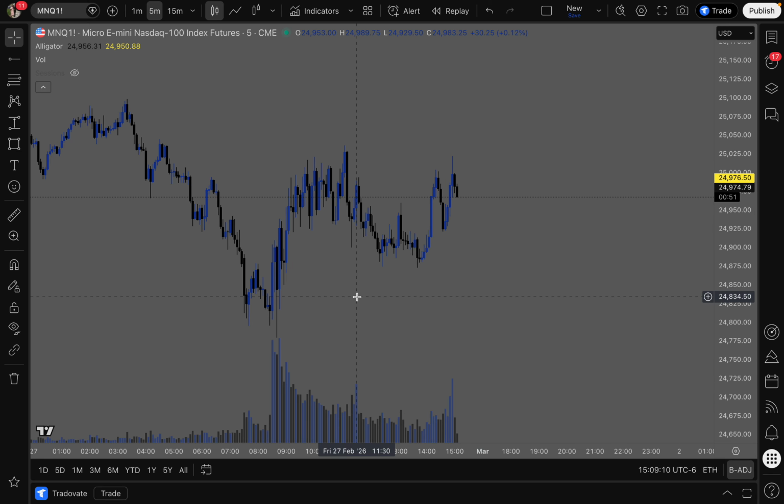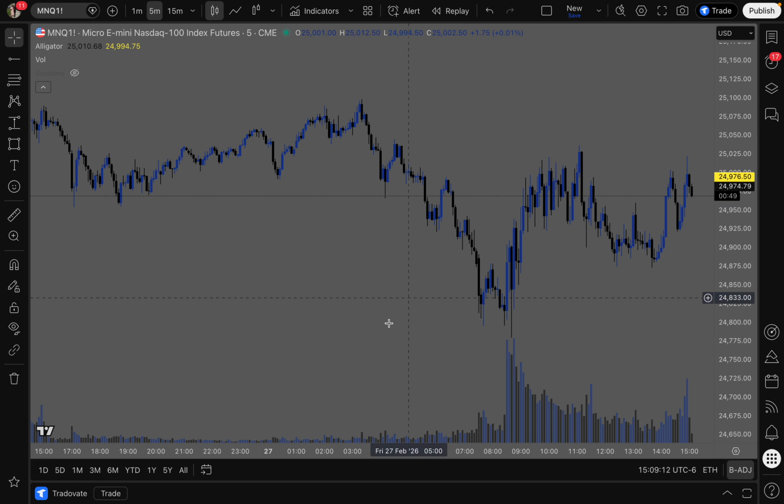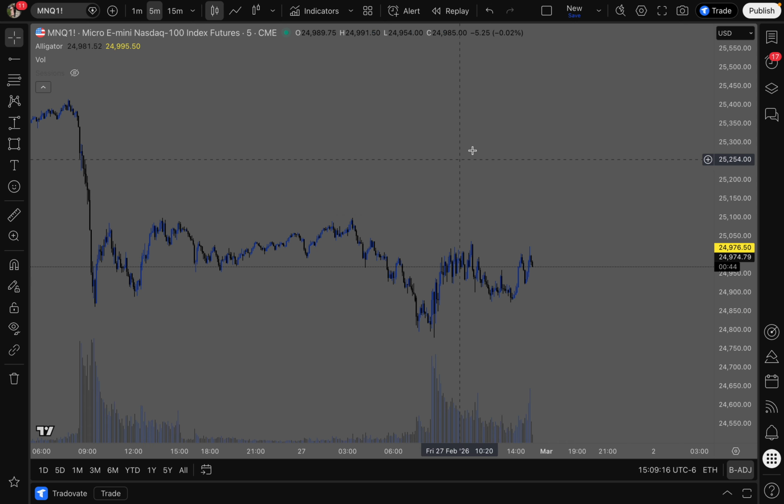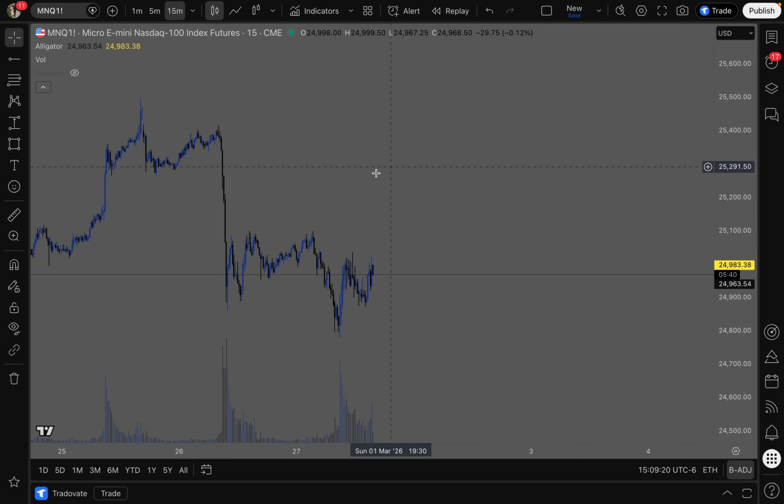Alright, so we're gonna go over this trade I took today. We're gonna break down the overall trade, how this trade started out today. So on the 15 minute, it's where I went for my higher time frame structure.